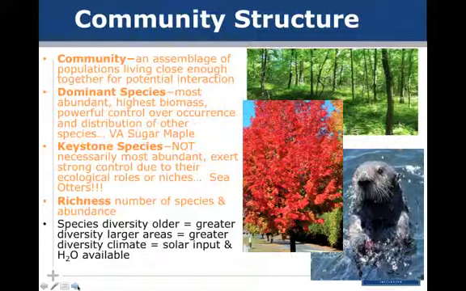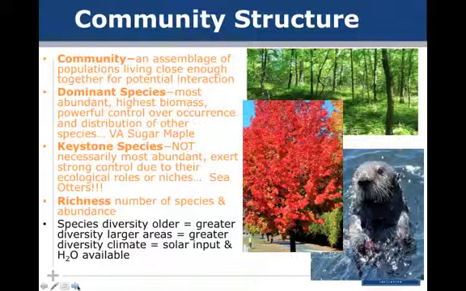And so what do we mean by that statement? When we're looking at species diversity, we tend to have a lot of older organisms in an area, and we tend to have greater and larger diversity because it's an established community. And when we have a favorable climate, with the sun and the water available, that tends to be a fairly thriving and diverse community.